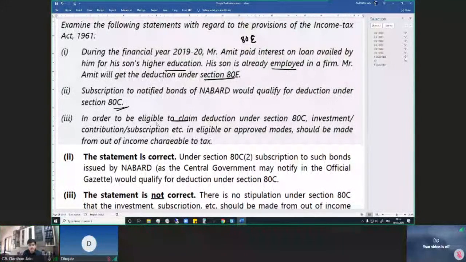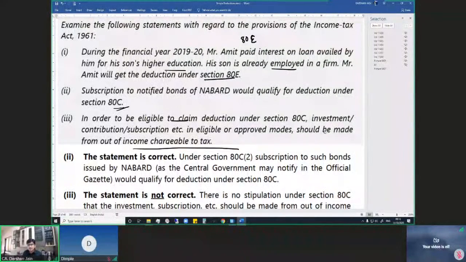Then, in order to be eligible to claim deduction under section 80C, investment, contribution, subscription, etc. in an eligible or approved mode should be made out of income chargeable to tax. Now, is there a condition that you should make investment only out of income chargeable to tax? The investment could be made out of any income. The deduction would be allowed only out of income chargeable to tax.